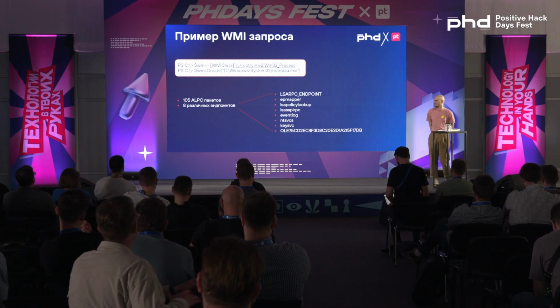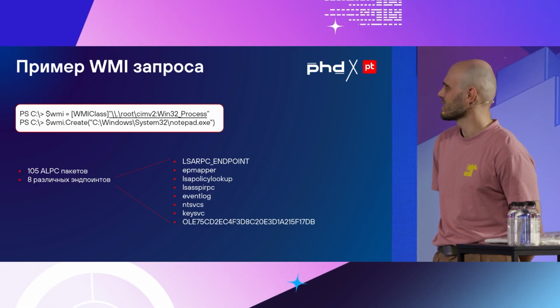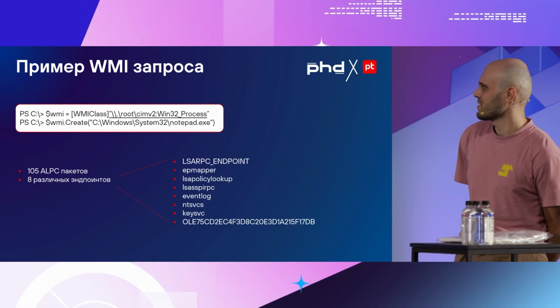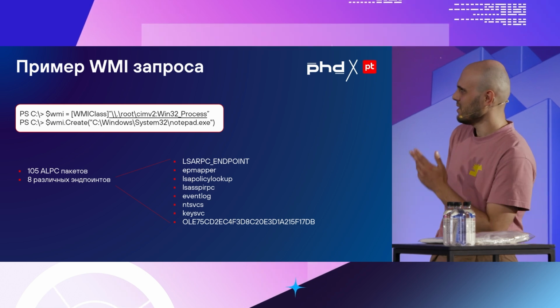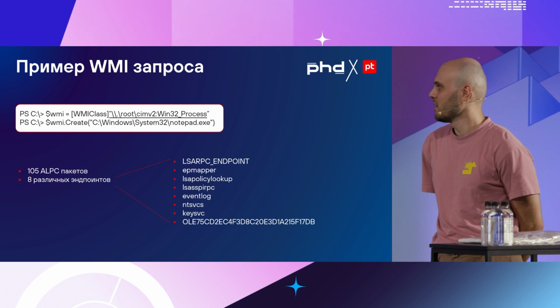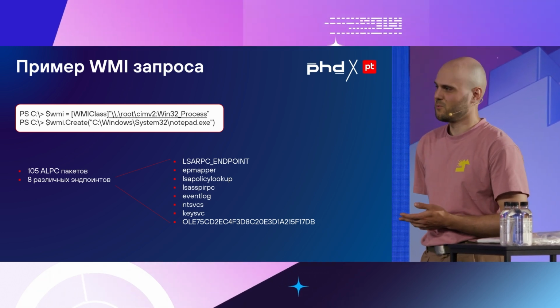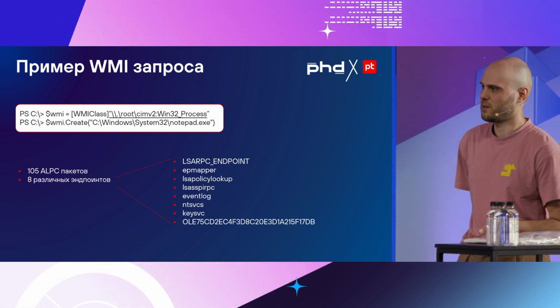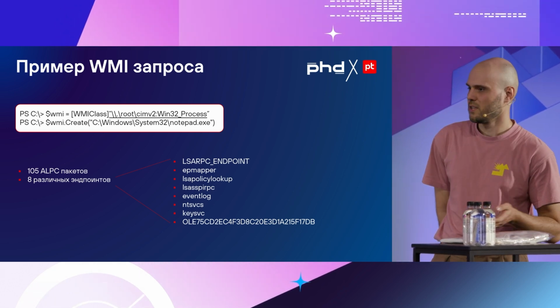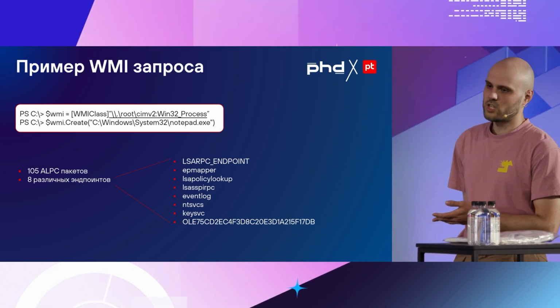In the end, I'd like to show a few examples just to prove the truth of what I said. A WMI request from the start: launching a process through the Win32_Process class. With these 2 lines of PowerShell, we have 105 ALPC packages. Also, Windows Defender was disabled here. This is why there would actually be more packages, because Windows Defender also scans WMI interfaces and checks something else.